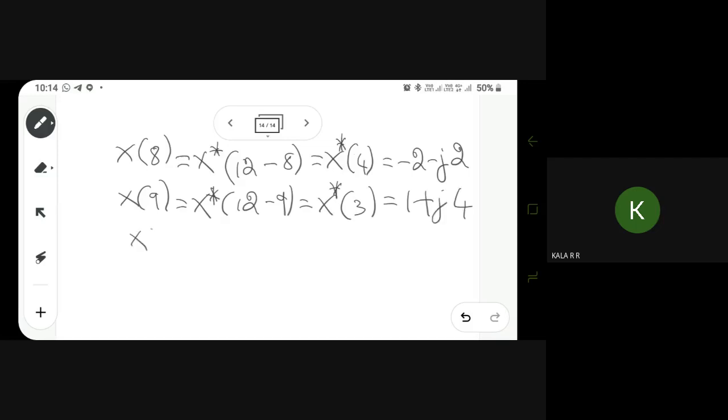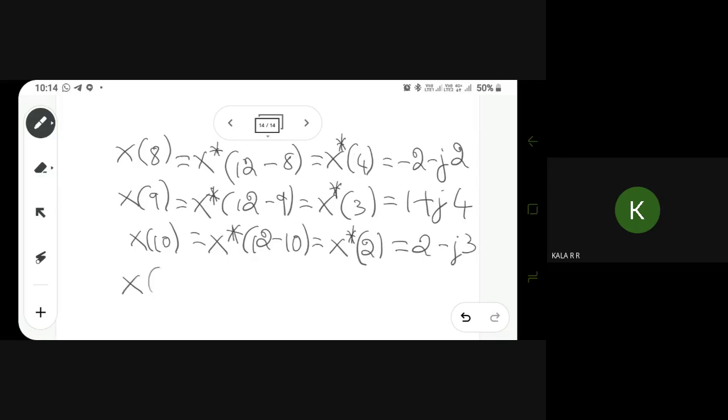So next x of 10, so this will be equal to x star of 12 minus 10. It will be x star of 2. It will be equal to 2 minus j into 3. Okay. So x of 11 equal to x star of 12 minus 11. It will be equal to x star of 1. So it will be taken as minus 1 minus j into 2. Okay. So this is how you have to solve the problem.